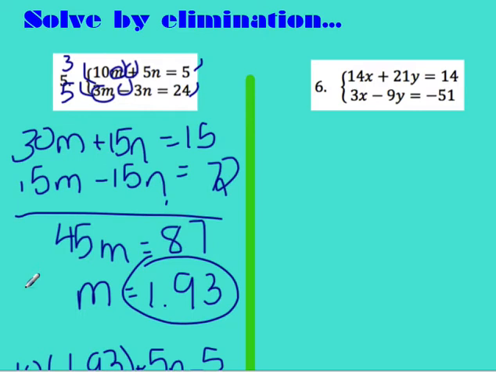Okay, so I want you guys to go ahead and try this on your own. The hint I will give you would be to multiply this one by 3 and multiply this one by 6. If you get stuck, please let me know and we can work on it together.